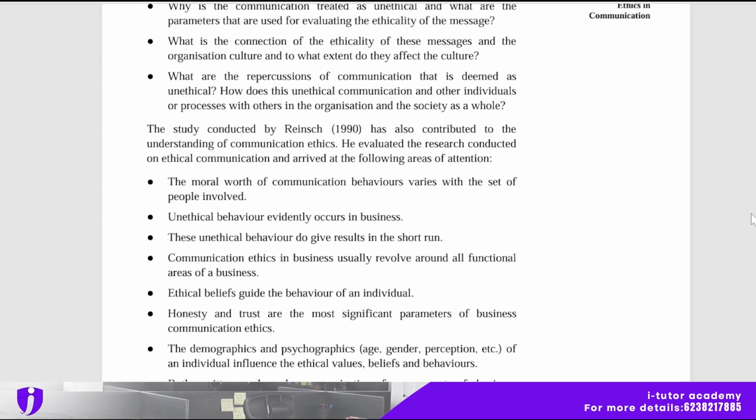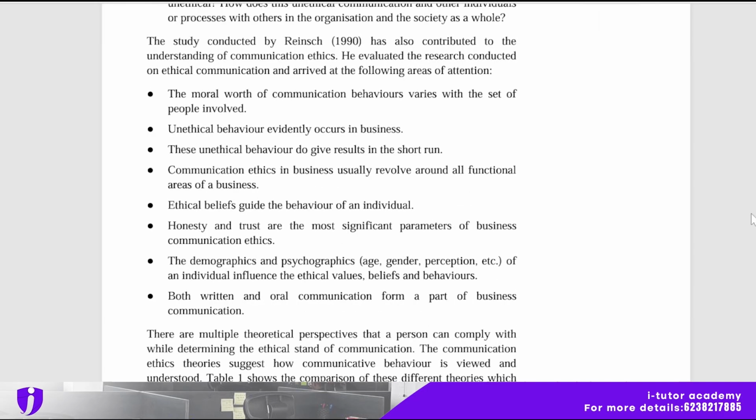What are the repercussions of communication that is deemed unethical? How does unethical communication affect other individuals or processes in the organization and in society as a whole? The study conducted by Range has also contributed to the understanding of communication ethics. He evaluated the research conducted on ethical communication and arrived at the following areas of attention.